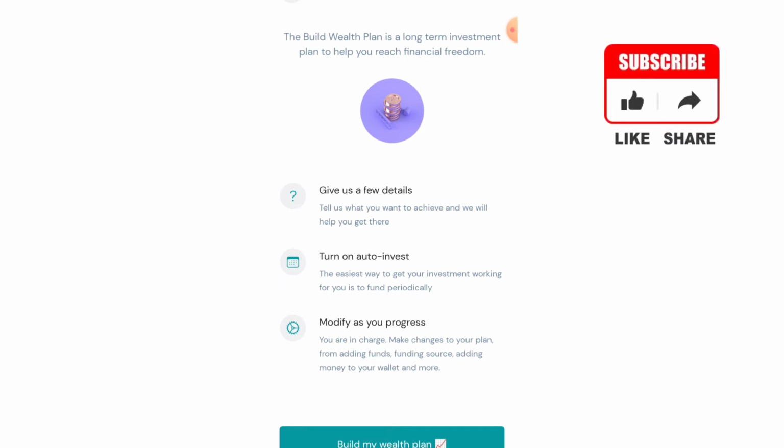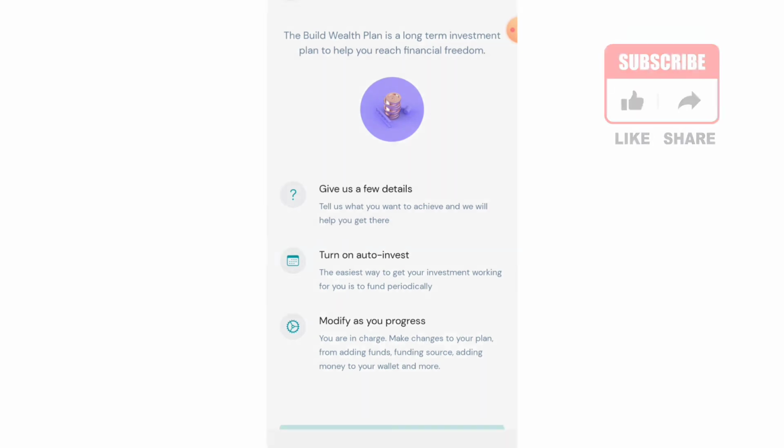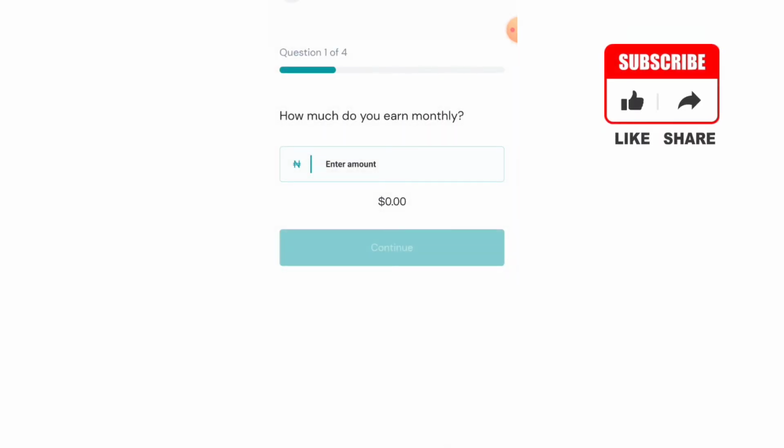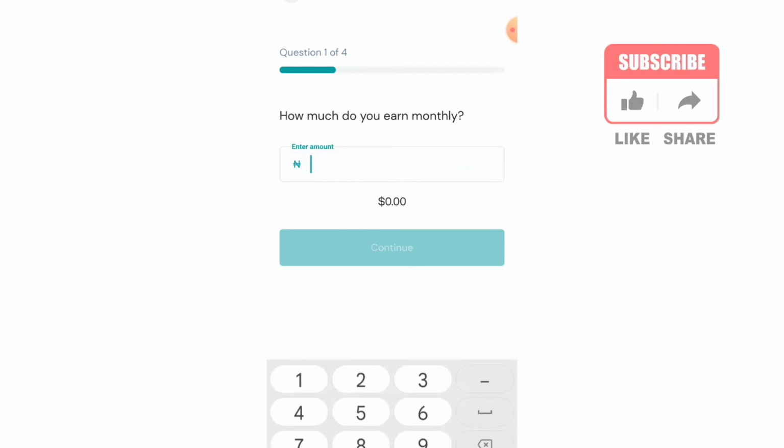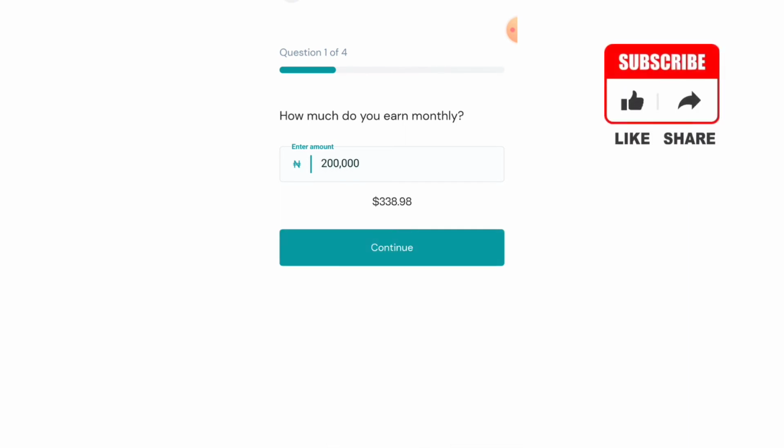You make your plan on how you want to add your fund to your wallet. Okay, now they will ask you some questions. How much do you earn monthly? For someone earning 100,000, their advice for you would be different from someone earning 1 million. So how much you earn matters. Let's assume this person is earning 200,000 Nigerian naira, which is $338.